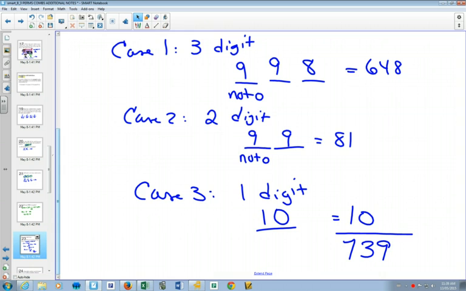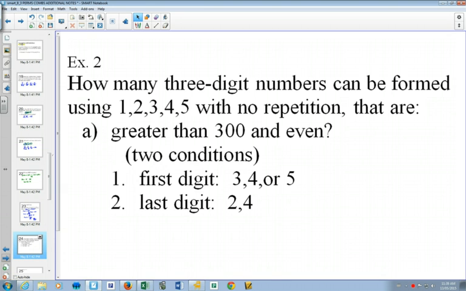So with cases questions, you have to be able to recognize that you can't count something all at once. And often what will give you a hint that you can't count it all at once is that there are 2 restrictions on your numbers. And by trying to do both restrictions at the same time, it becomes impossible. So here's an example. We want 3-digit numbers. We're only using 1, 2, 3, 4, and 5. No repetition. They need to be greater than 300 and even.